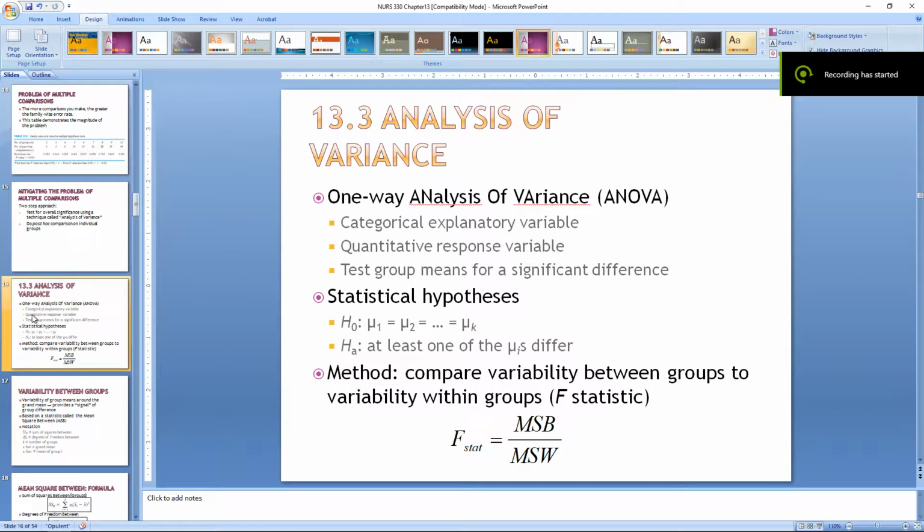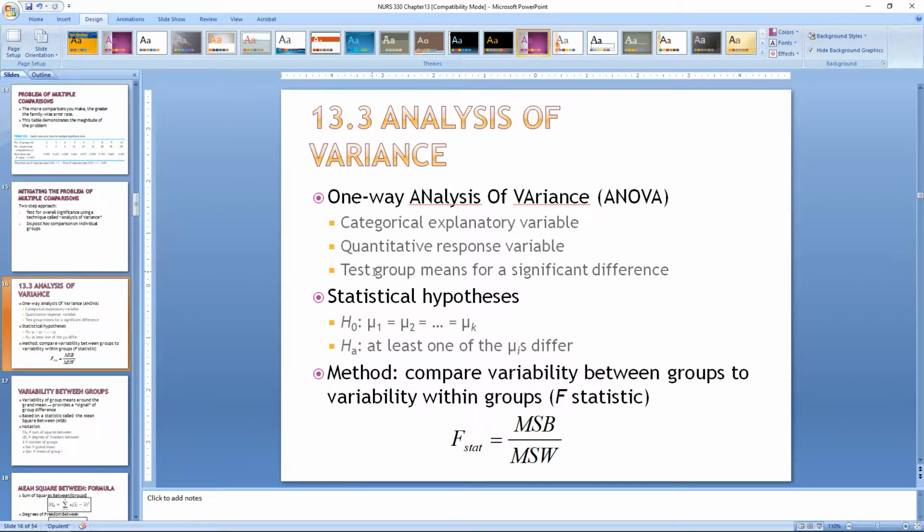Hello and welcome back. This is going to be part 2 of our chapter 13, Analysis of Variance, or ANOVA. So, one-way analysis of variance, or ANOVA. What we're going to do is take categorical explanatory variables and quantitative response variables. Remember back to our PET where we had whether or not they had a dog, a friend, or neither. These would be placed in categorical variables, and then we had a quantitative response in their heart rate.